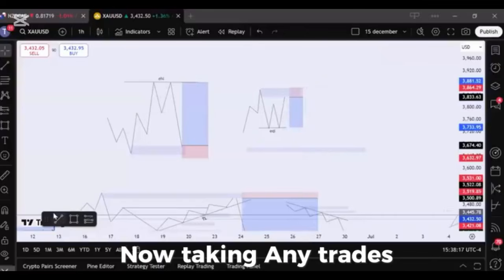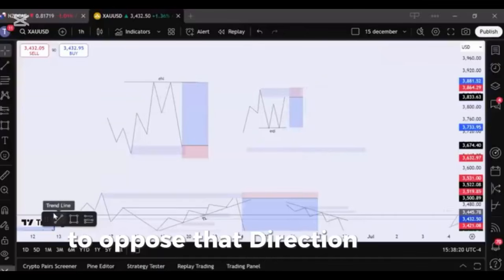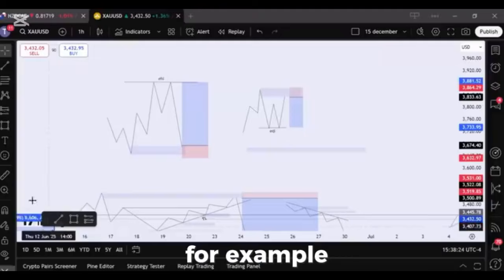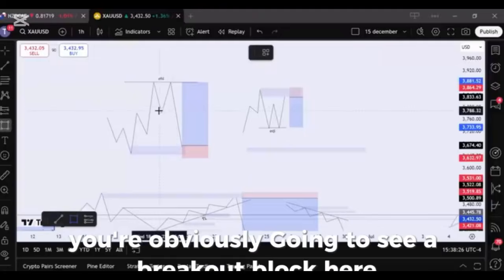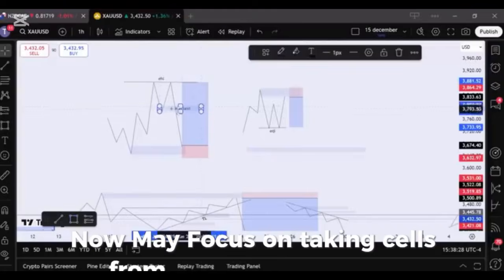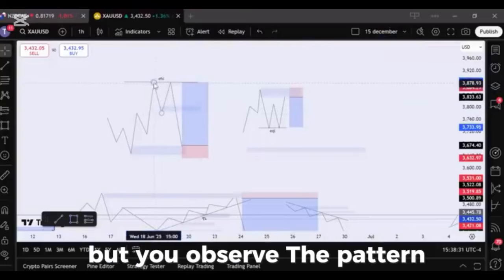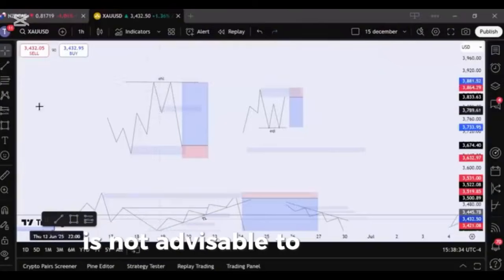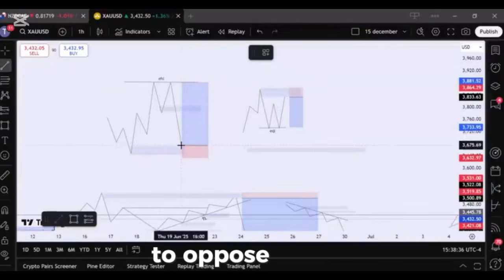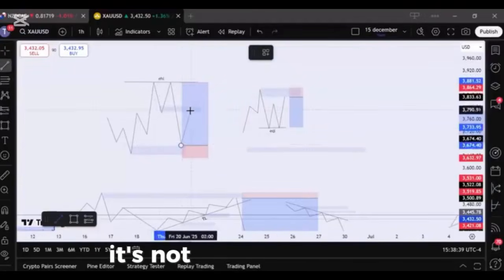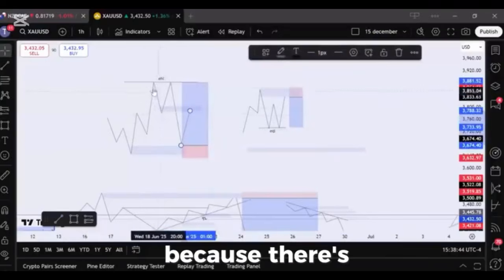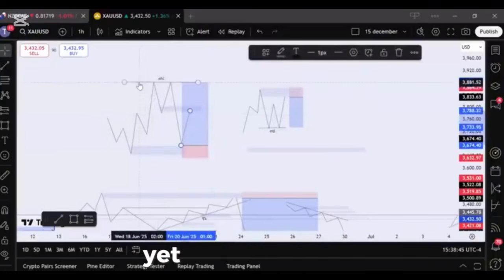Now, taking any trades to oppose that direction of the market when the liquidity has not yet been taken out is not advisable. For example, you're obviously going to see a breaker block here. So most people may focus on taking sales from this breaker block, but you observe the pattern that there's an equal highs liquidity here that's not yet been taken out. It's not advisable to start selling from this zone because you saw a breaker there, because there's liquidity on the upside of the chart that is yet to be taken out.